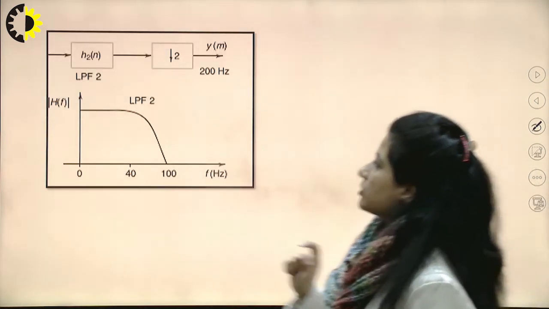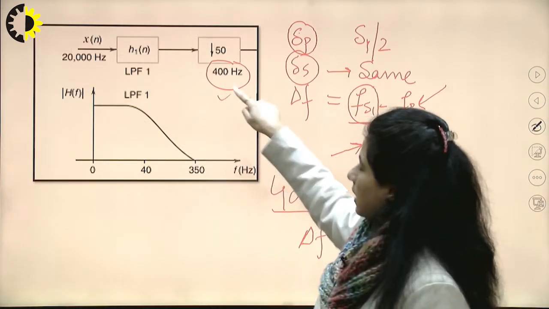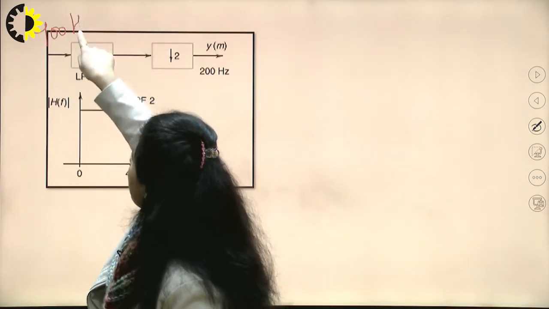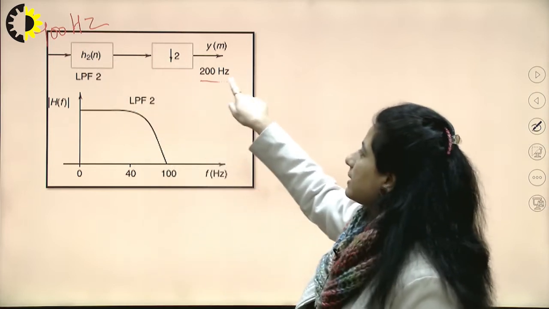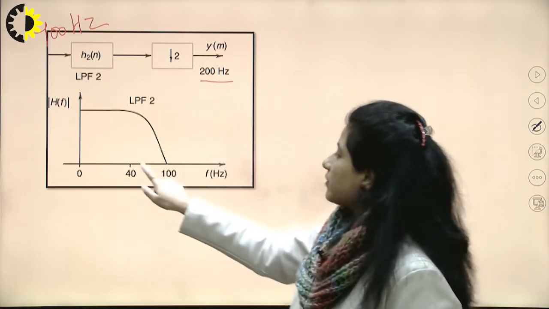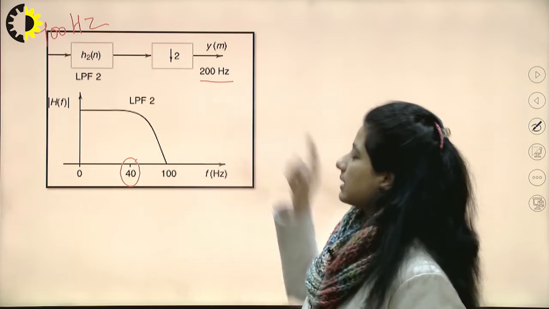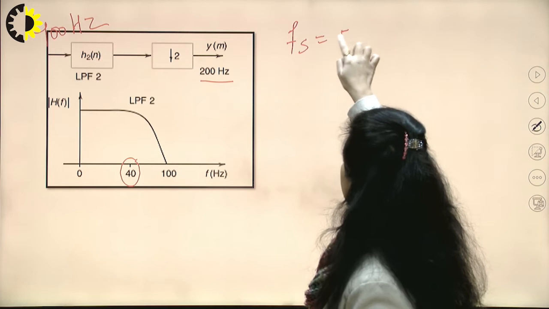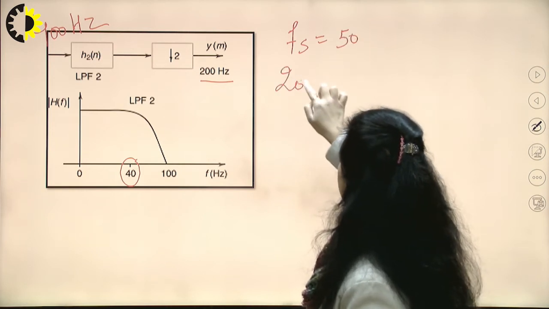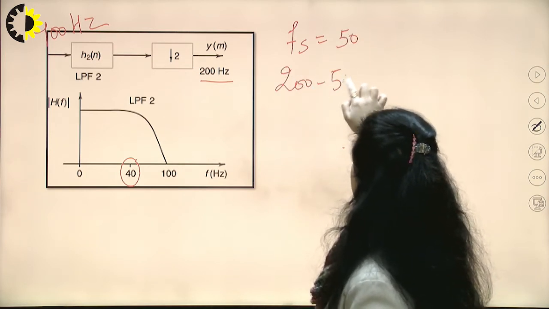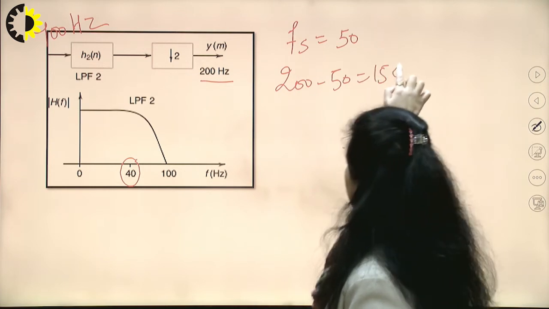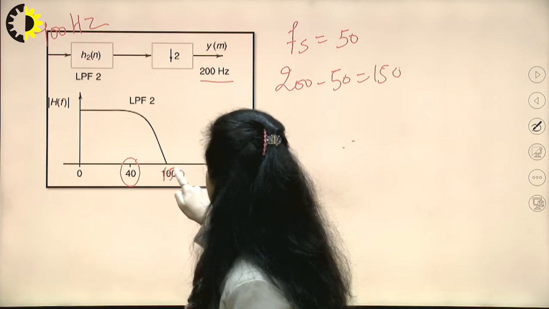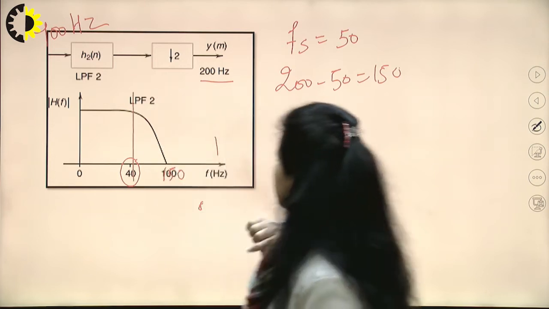For the second stage, the input frequency is this, 400. This 400 would be decimated by 2, I'll get 200. The passband frequency is 40. But what about this edge frequency? The stopband edge starts at 50. So it would be 200 minus 50, that is 150. So it should come here as 150. And in between we have the transition band.